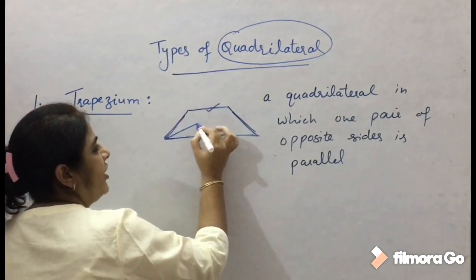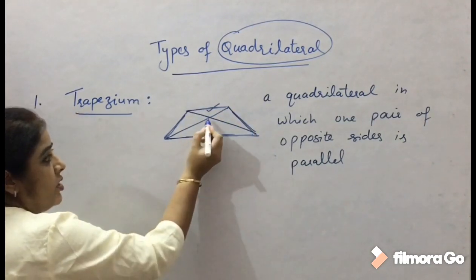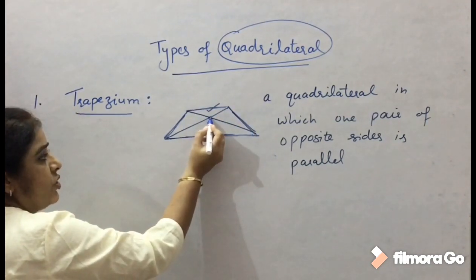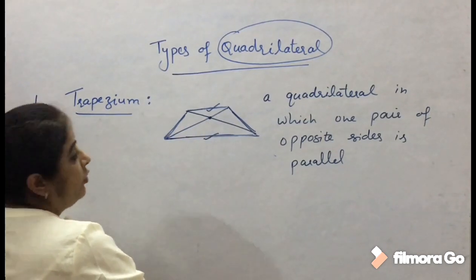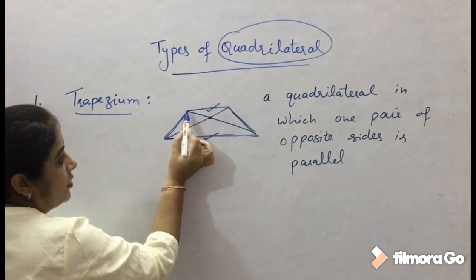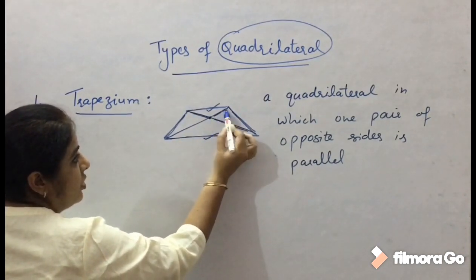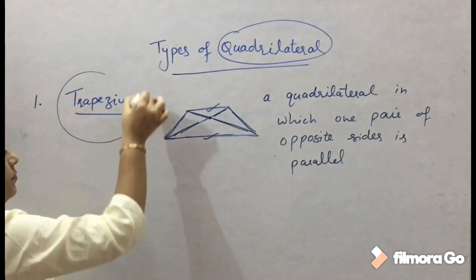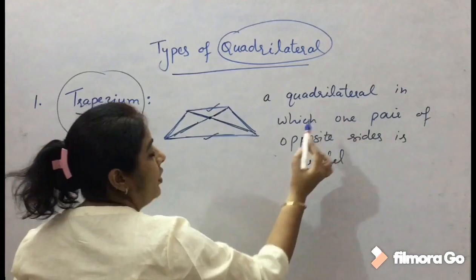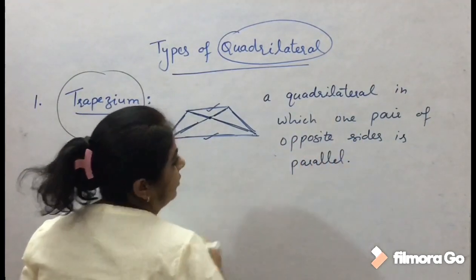It has two diagonals, meaning every quadrilateral has two diagonals. This is called the intersection point of both the diagonals. We are observing that this portion is not equal to this. This portion is not equal to this. So what is trapezium? Quadrilateral in which one pair of the opposite side is parallel.